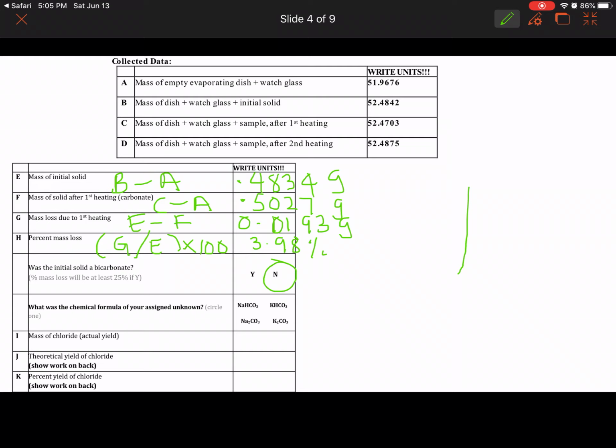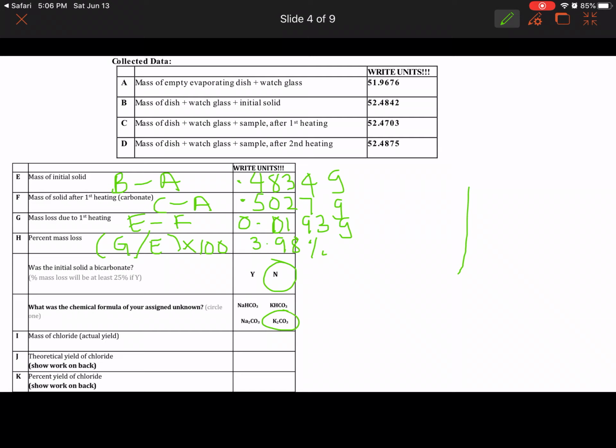And the flame test was given, the color of the flame was given as violet. If the color is violet and it is not a bicarbonate, what should be the formula of your assigned unknown? Color is violet, it's potassium, and you said it's a carbonate, so then it should be potassium carbonate. Correct? That's how you find out the chemical formula of your assigned unknown. And then the mass of the chloride.